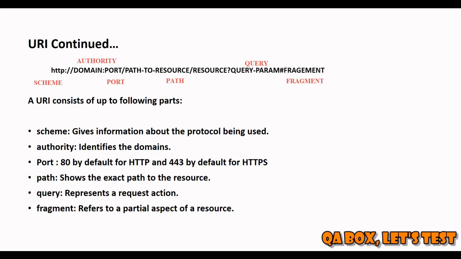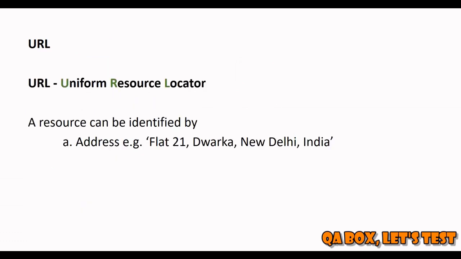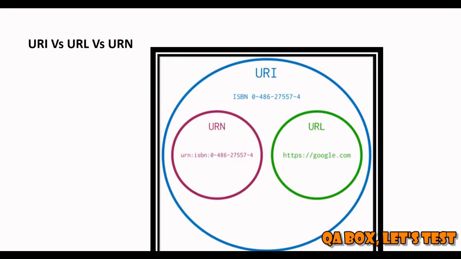All right, so what is URL? URL stands for Uniform Resource Locator, and you might have been using this term a lot. A resource can be identified by its address. When you identify a resource by an address, it is called a URL. And when you identify the resource with a name, then it is called a URN. So basically, URI is a superset, URN and URL are subsets. Every URN and URL is definitely a URI.